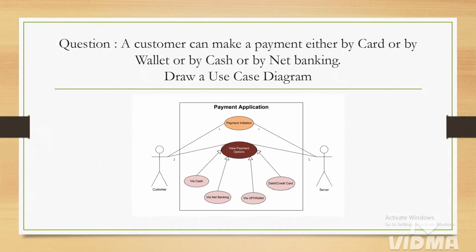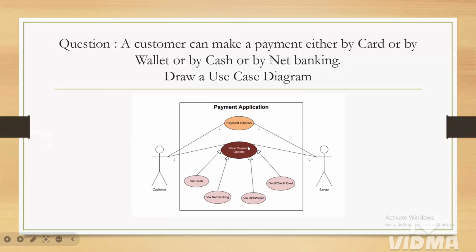The customer has the options of card, cash, application wallet, and net banking. These are the four options given by the client, and the customer needs to choose only one among these four. For that you need to draw a use case diagram. So here you can see the use case diagram.